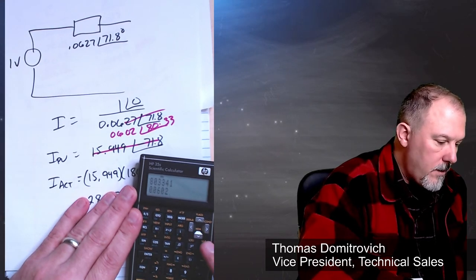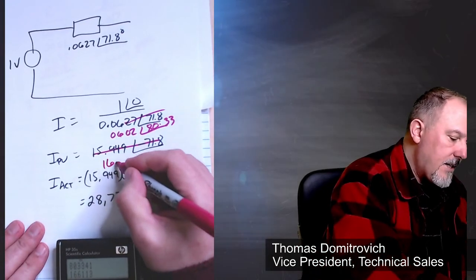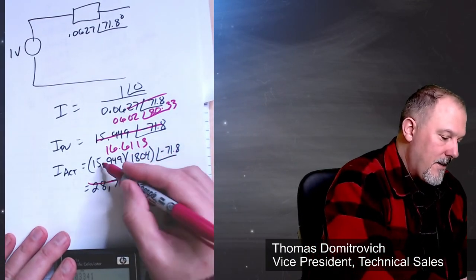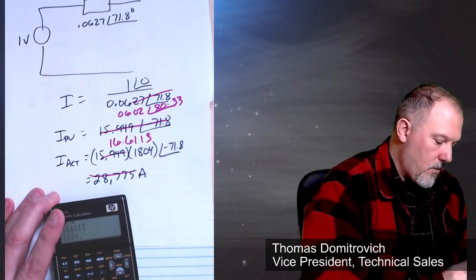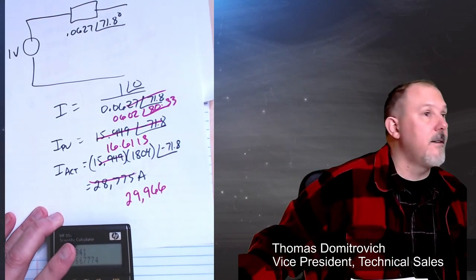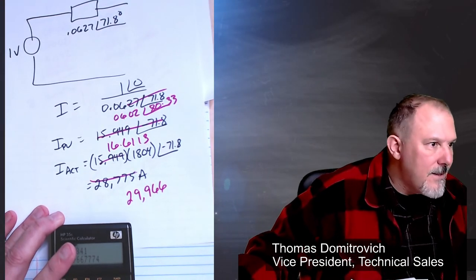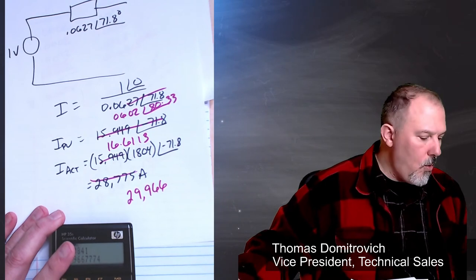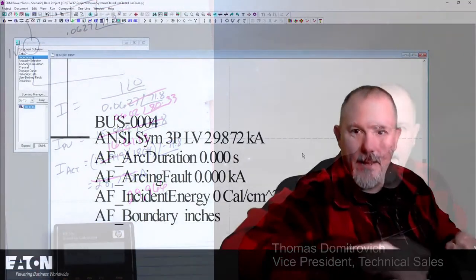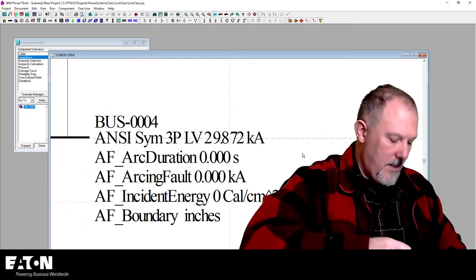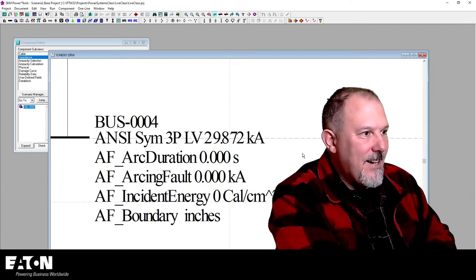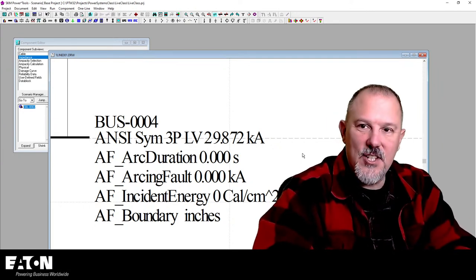All right, and that works out to be 0.0602, 1 over 16.6113. You think that's going to give me 1,000 amps? Times 1804, 1804 times 29,966. What was our number over here? Take a look. Ooh, oh baby! Yes! All right. Me and monitor one. Right, so we found our error in conductor number two, and we calculated 29,966, and SCAM calculates 29,872.